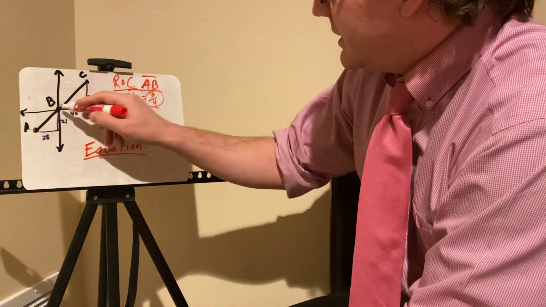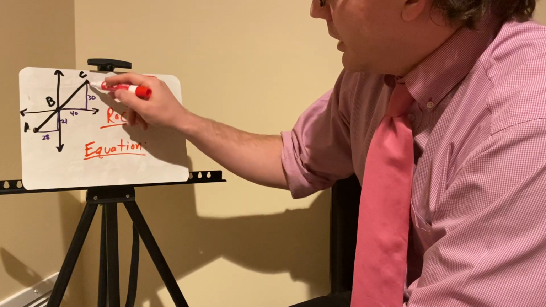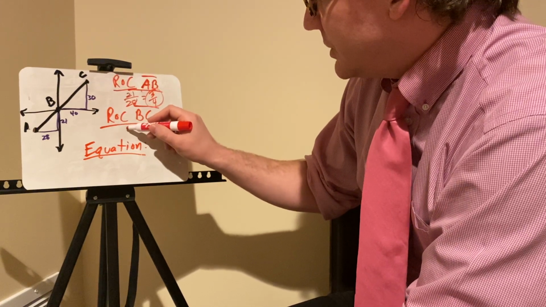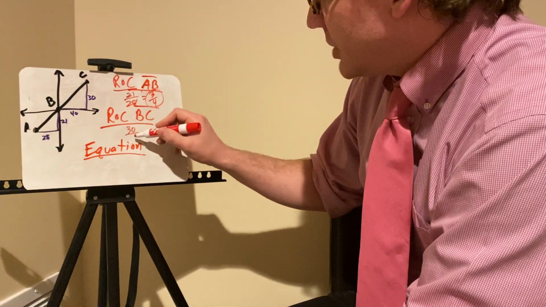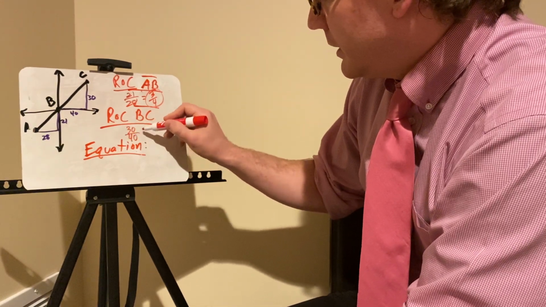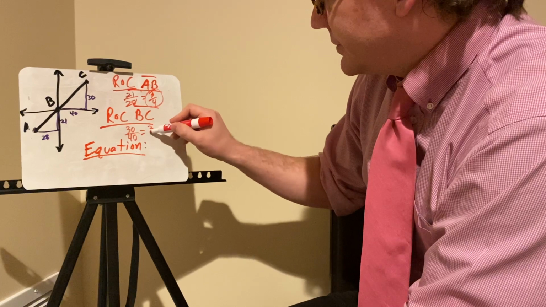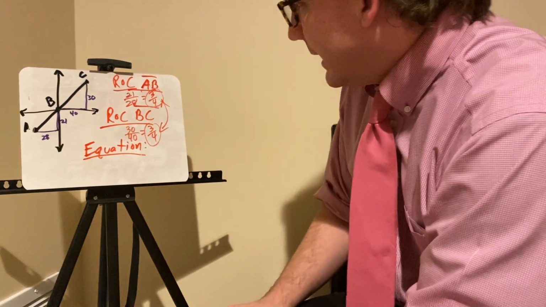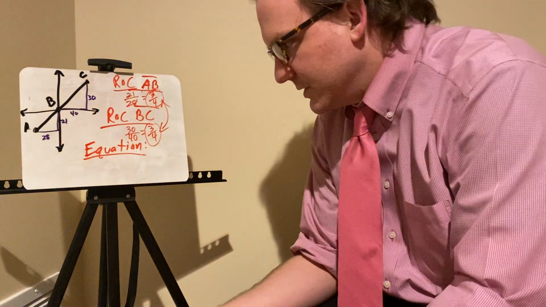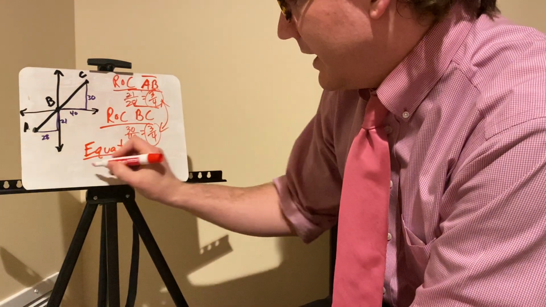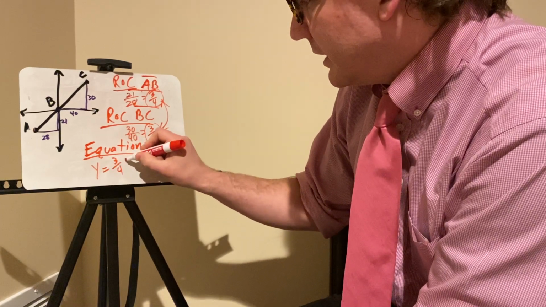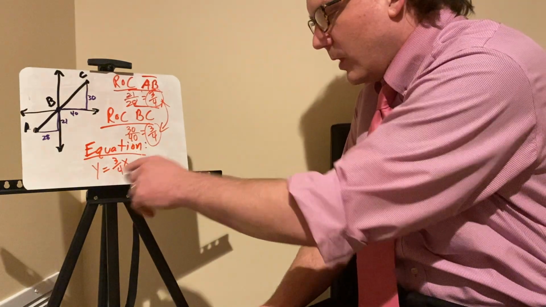Rate of change from B to C: our increase in y coordinate is 30. So the change in y is 30 over the change in x, which is 40. 30 over 40 equals 3/4. So these are identical, which they should be, and the slope is going to be 3/4 as well. So when we say y equals mx, y equals 3/4 times x. The equation would be y equals 3/4 x.